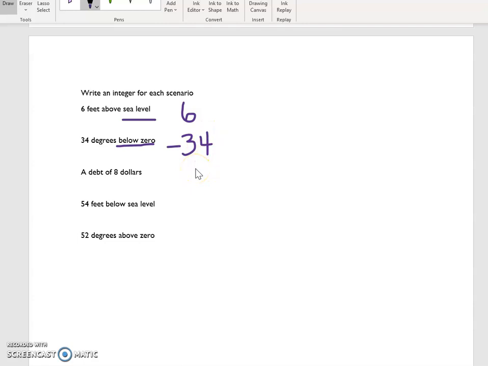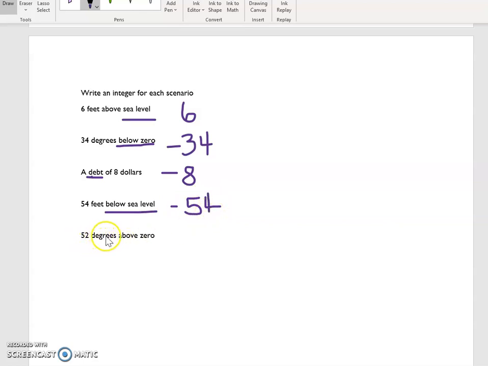The third one is a common money reference. The word debt in this problem means owing money. So when we owe money, we would say, again, that's a negative integer, negative 8. Again, the fourth one, below sea level. That means underneath our 0. So we have another negative number here, so negative 54.